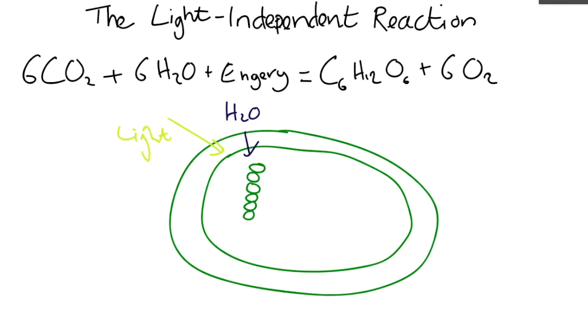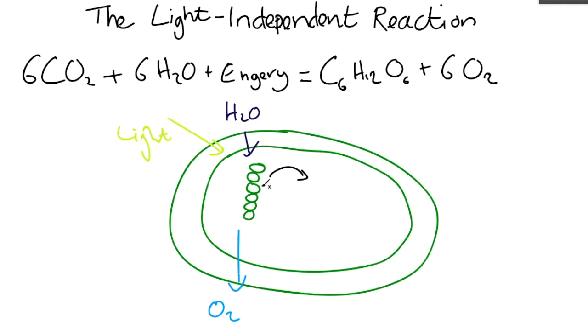and that spits out our O2. All this takes place in the thylakoid membrane, and it is known as the light dependent reaction because it requires light.